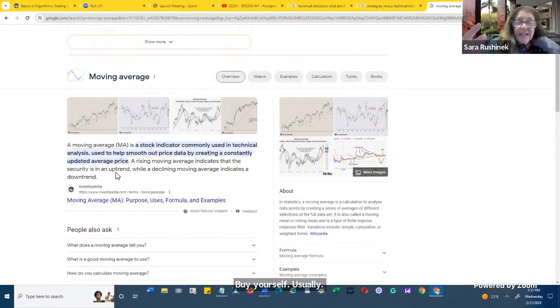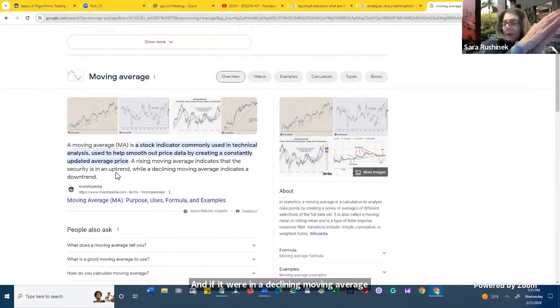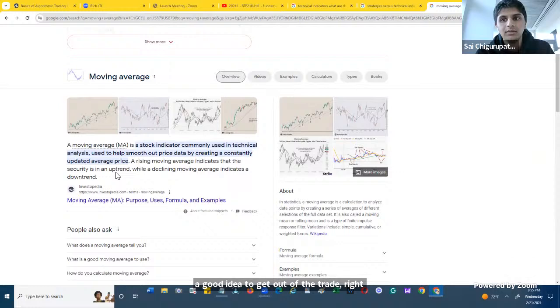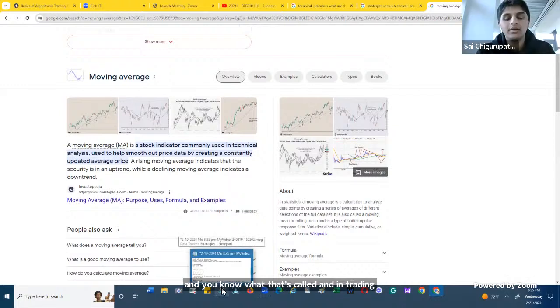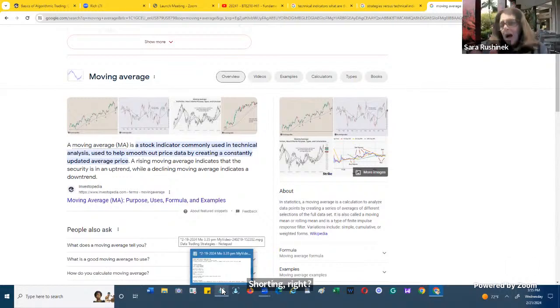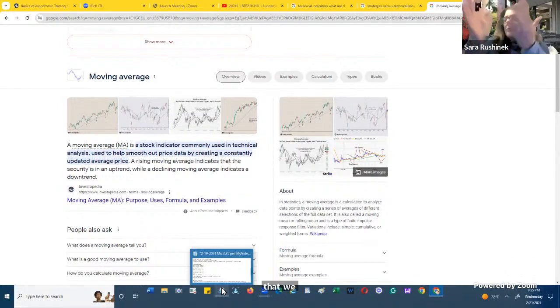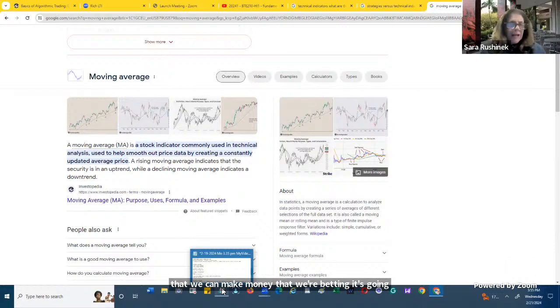And if it were in a declining moving average, if we were in the trade, it'd probably be, in general, a good idea to get out of the trade, right? Or there's something called betting that it will go down, and you know what that's called in trading? Shorting, right? A short means that the market is going down, that we can make money, that we're betting it's going down. A buy meaning that it's average.